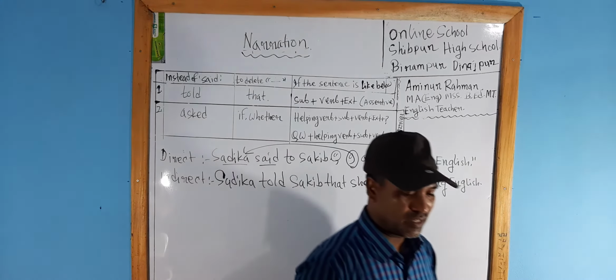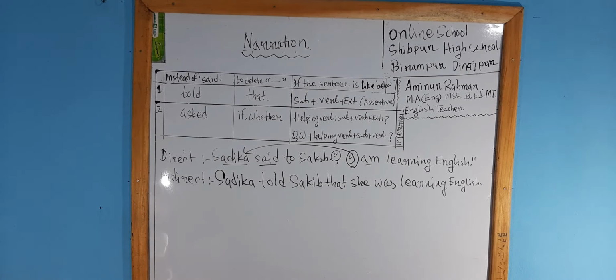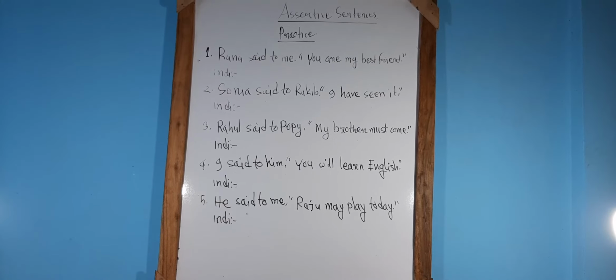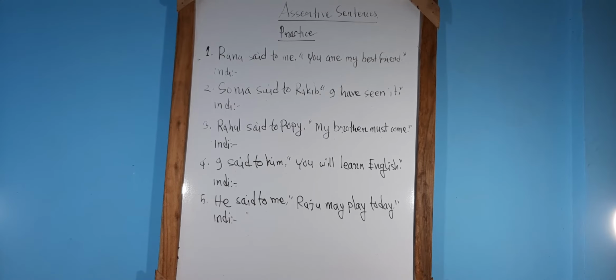Now, dear students, I'm giving you practice. Now you have to practice that. This is the practice of assertive sentences. So you are getting 5 sentences. You have to transform them from direct to indirect. Okay, please look at the first one. Rana said to me, "You are my best friend." Transform it into an indirect sentence.